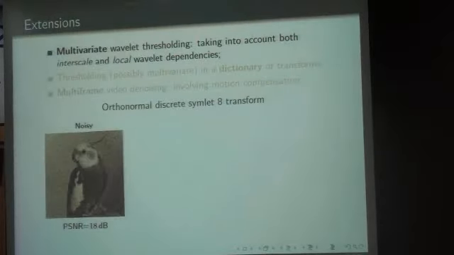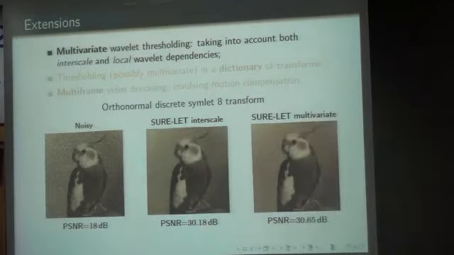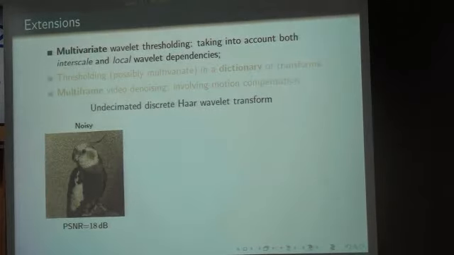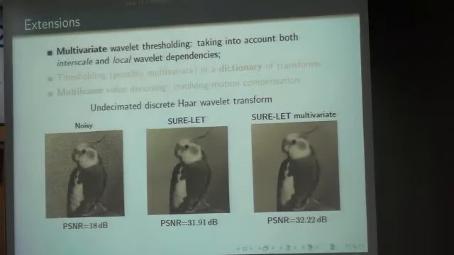So I can show you all the extensions that we have been working on with my PhD students in Switzerland some time ago. First, multivariate thresholding, where you take into account the neighbors inside subbands and the dependencies between subbands, so you get a better result already. Then using redundant transformations together with multivariate, we get up to this.